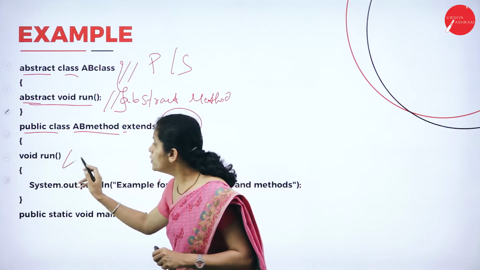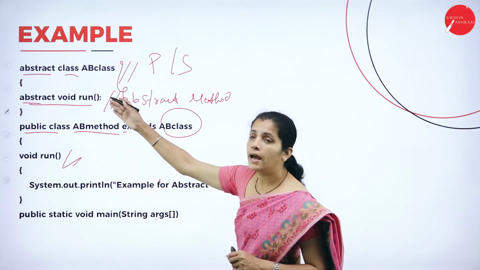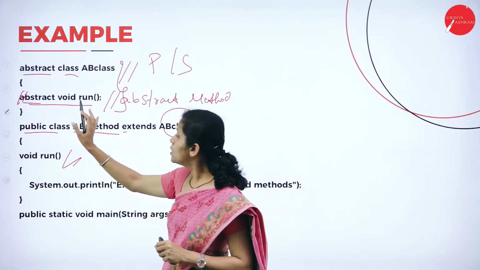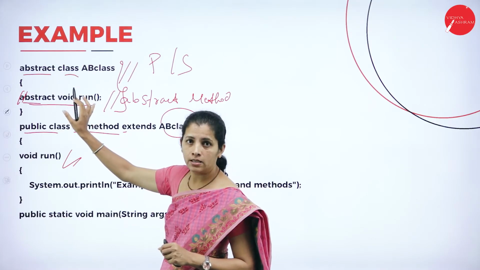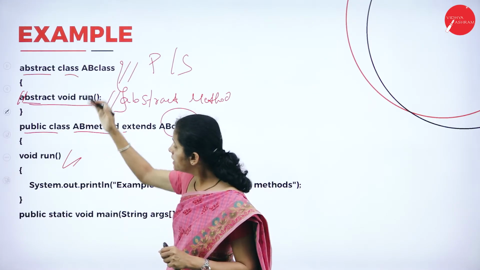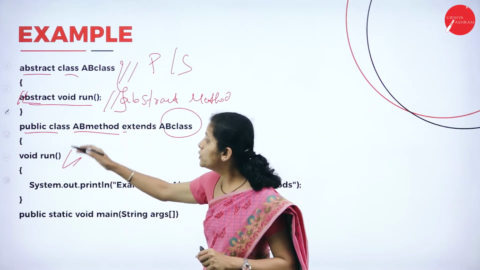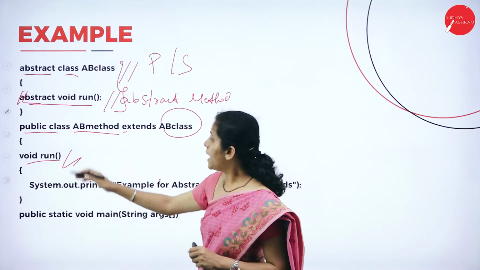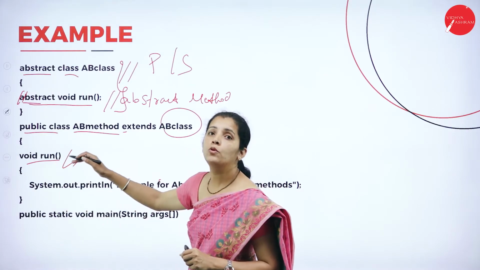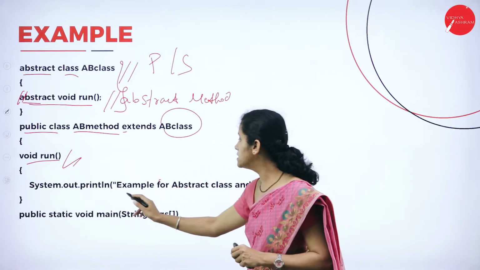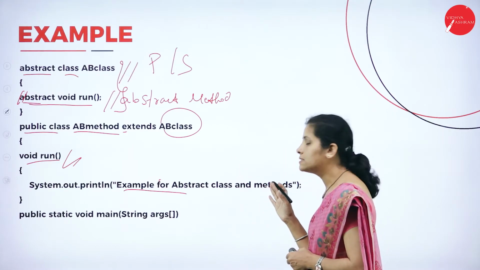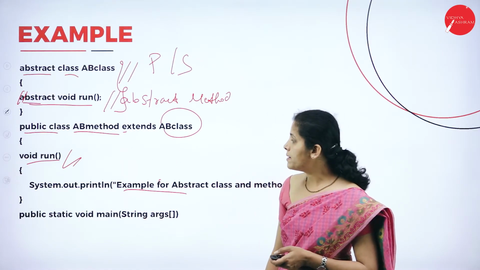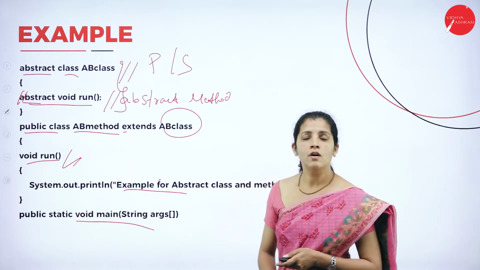Now here I'm going to write the body for the run method. This is my abstract method. It includes only the template. But in my subclass, I'm going to write the body of the method. This is the abstract method, and here I'm going to implement that method. So this is the example for abstract class as well as abstract method, and the actual execution of the Java program is going to start from the main function.